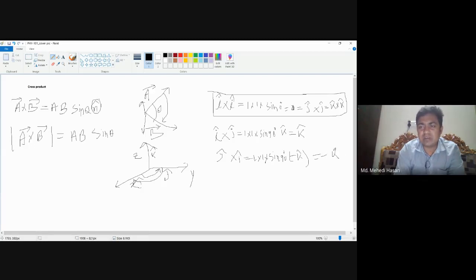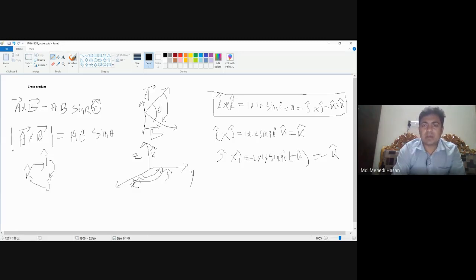So in this case, you can follow a cycle like that: i, then j, then k, then i. If you go just like that, i cross j equal to k, j cross k equal to i, and k cross i equal to j. But if you move in the opposite direction, i cross k equal to minus j, k cross j equal to minus i, and j cross i equal to minus k. So this is the procedure for the cross product of two unit vectors.